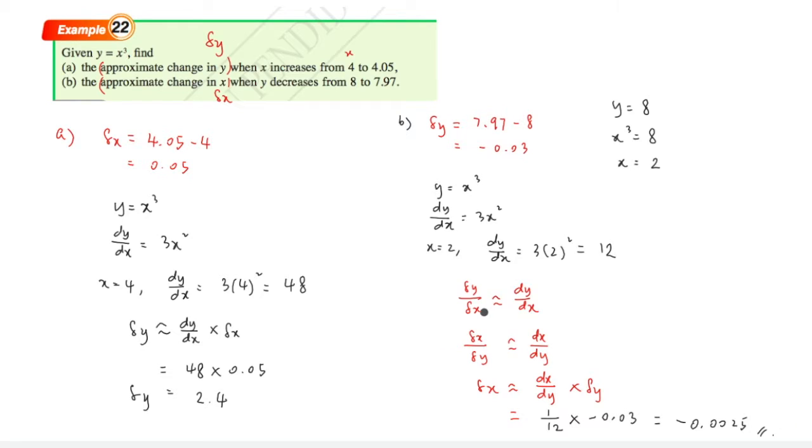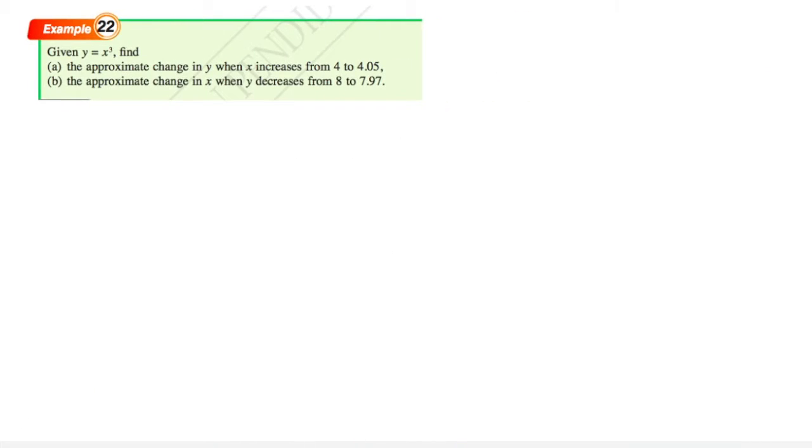Or if your textbook does it, substitute in here: what is delta y, what is dy/dx, and you want delta x, so this one goes over there. Same thing. So therefore the approximate change in x, delta x, is negative 0.0025. If delta x is negative, that means the change is decreasing. If positive, it is increasing. Next example. This one is done. Next.